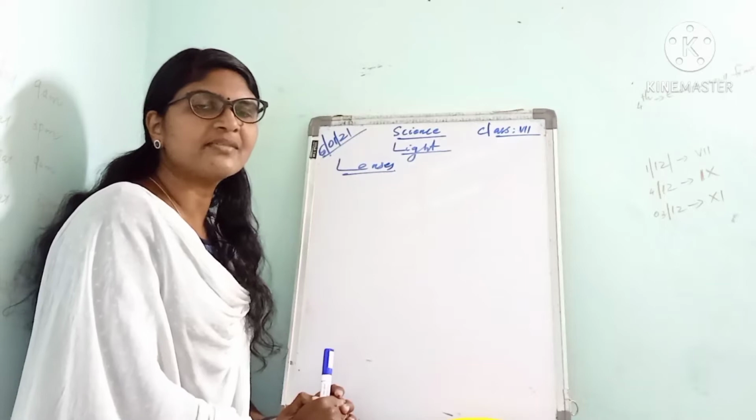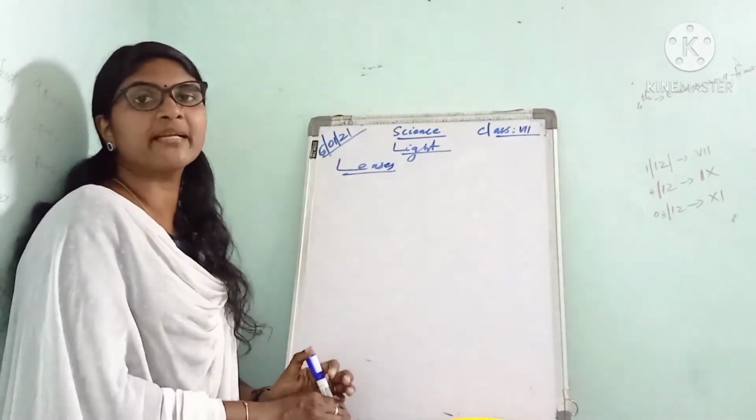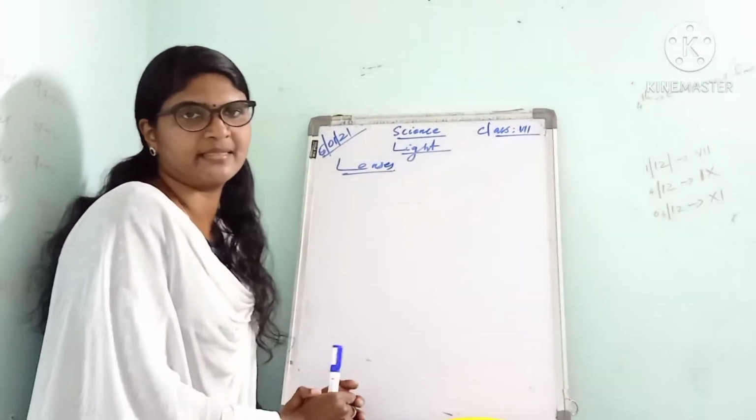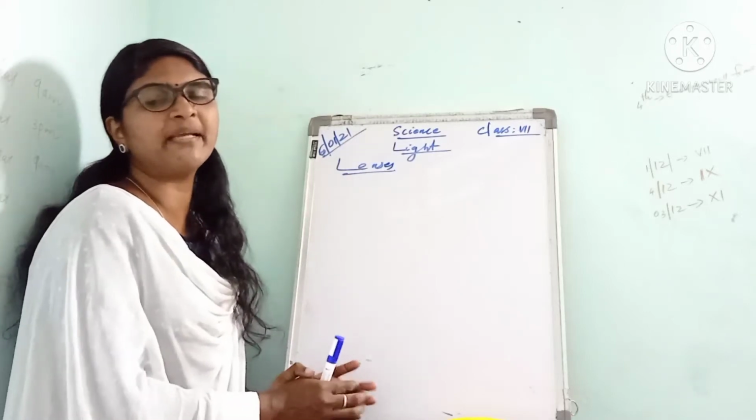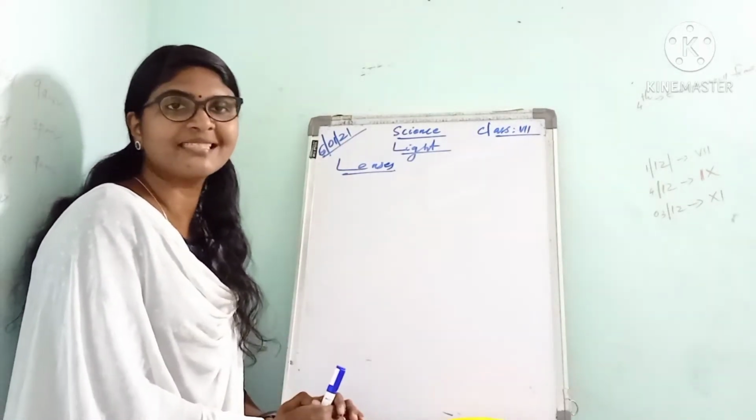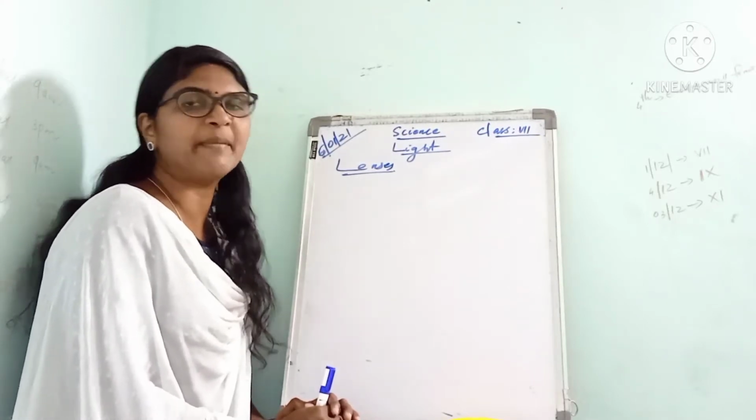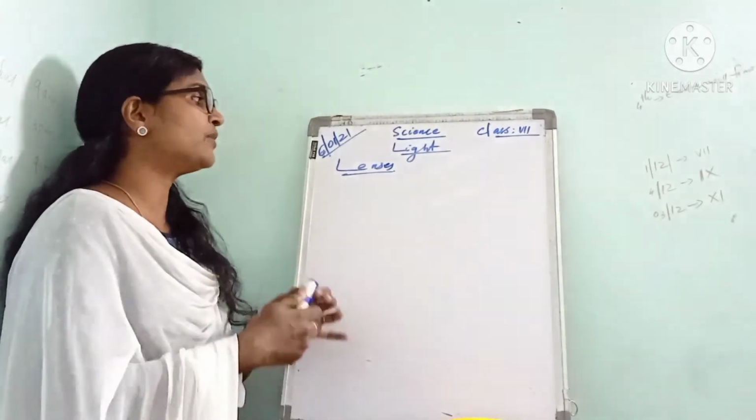Last class we discussed spherical mirrors and two types of spherical mirrors, the concave mirror and the convex mirror. Today we will talk about lenses. Lenses are made from transparent materials such as glass and plastic. There are two types of lenses.